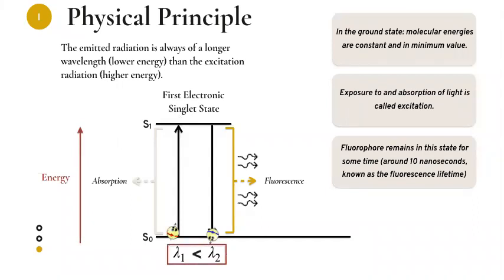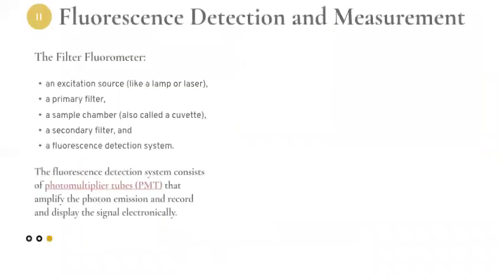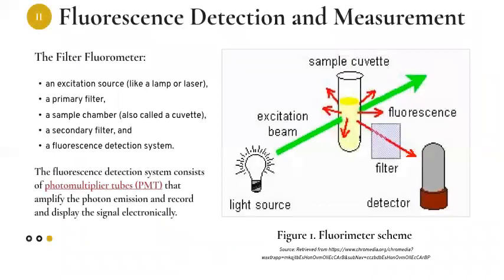Take note that each fluorophore has its own characteristic properties, which means each of them will yield a unique fluorescence spectrum. A fluorescence spectrum is a plot of the fluorescence intensity as a function of wavelength, which will be shown later on in the application. Moving on to the principle of fluorescence measurement. Again, we can refer to the diagram shown here.